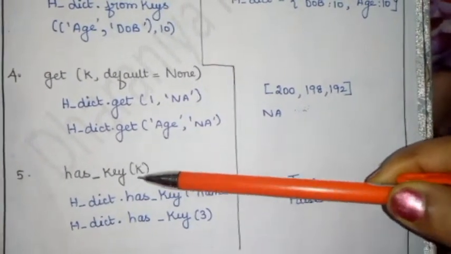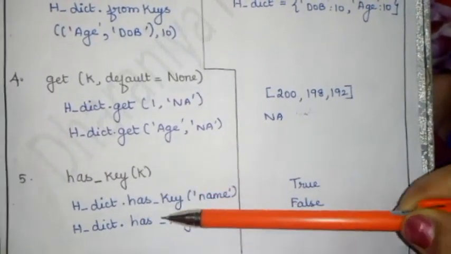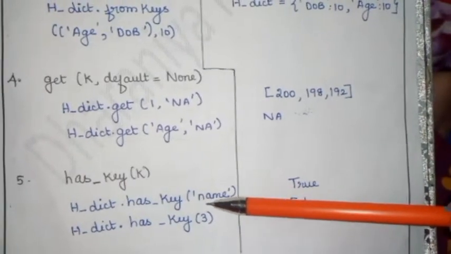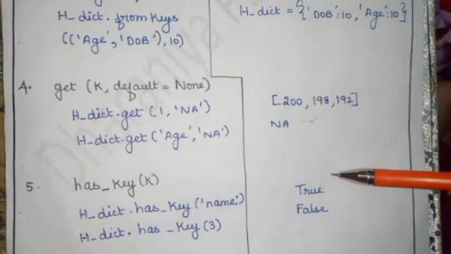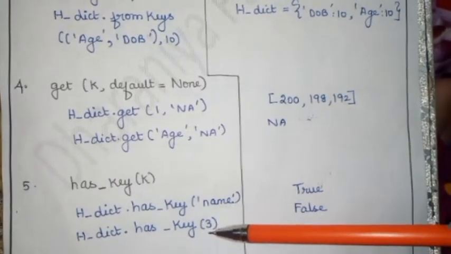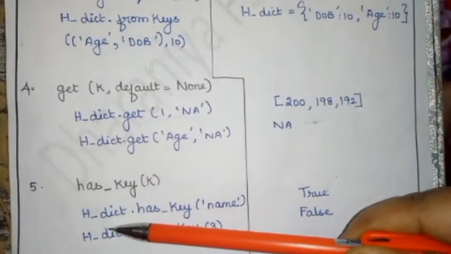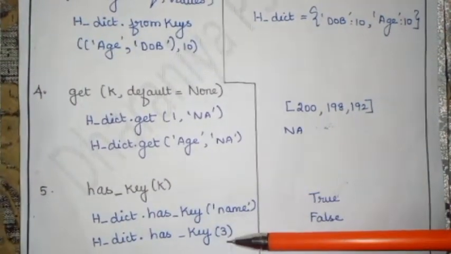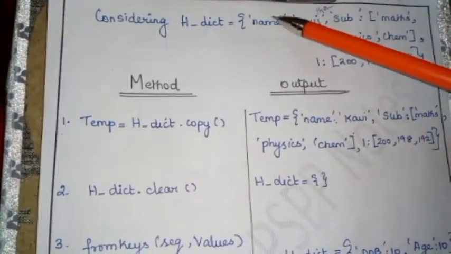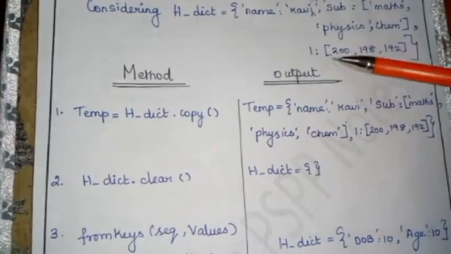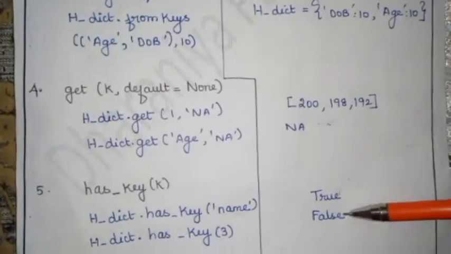Now next method is has_key. Within the bracket I'm going to give the key, okay? h_dict.has_key(name). If this particular key is present, my output will be true. If the key is not present, my output will be false. Now check in that h_dict whether we have name and 3 as key. We have name, so for the first statement the output will be true, and 3 is not there, so for the second statement the output will be false.